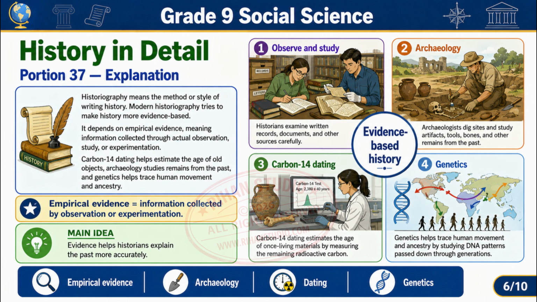Explanation. Historiography means the method or style of writing history. Modern historiography tries to make history more evidence-based. It depends on empirical evidence, meaning information collected through actual observation, study, or experimentation. For example, carbon-14 dating helps find the age of old objects, archaeology studies remains from the past, and genetics can help trace human movement and ancestry.